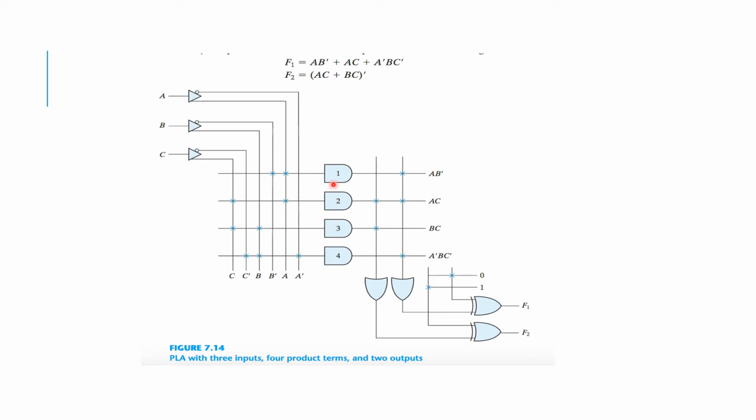The outputs of these AND gates are connected to the inputs of each OR gate. The output of the OR gate goes to an XOR gate where the other input can be programmed to receive a signal equal to either logic 1 or logic 0. So this is the block diagram description of a PLA.